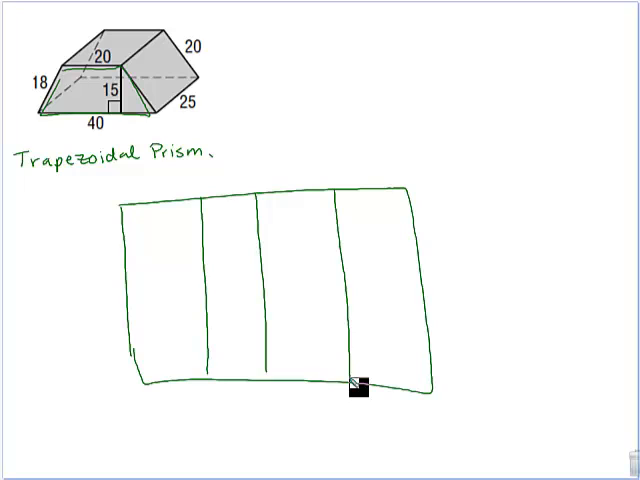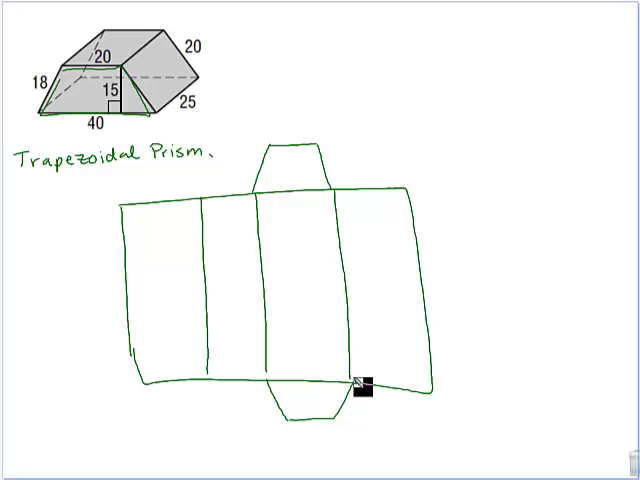Now, where would the trapezoid go? On the sides. So one top, one bottom. You have to make sure you line it up correctly. So let's see here. So I'll draw my trapezoid in here, and then do the same exact thing on the other side. So there's my net.